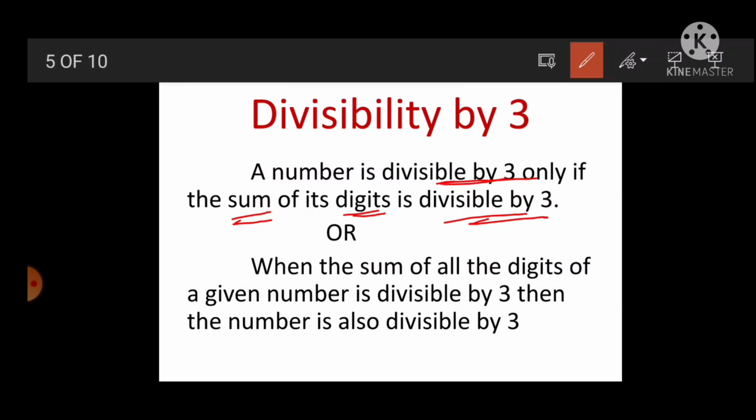Or in other words, when the sum of all the digits of a given number is divisible by 3, then the number is also divisible by 3. Means if the sum of digits is divisible by 3, then the given number is divisible by 3. Understood or not? We will discuss some examples, then you will get a better idea about this. Okay, then see the first example.